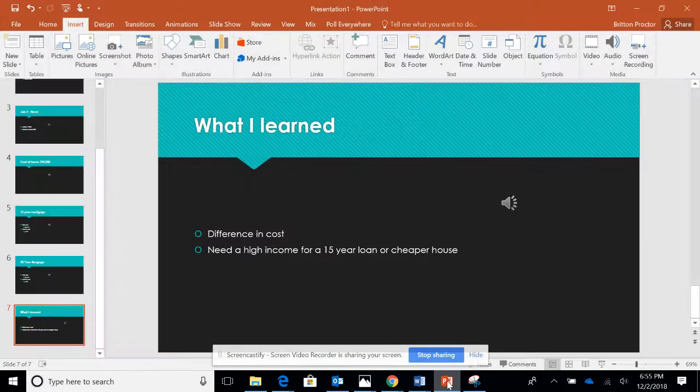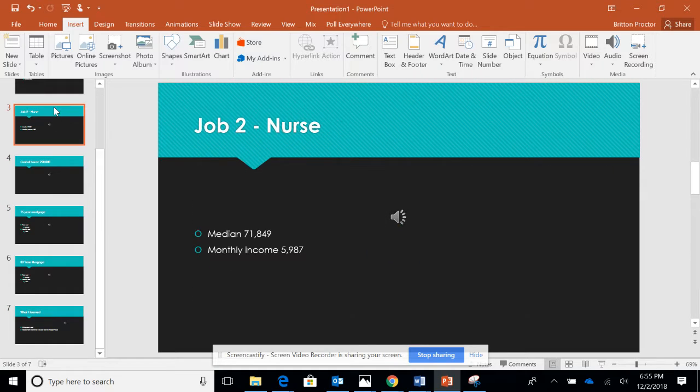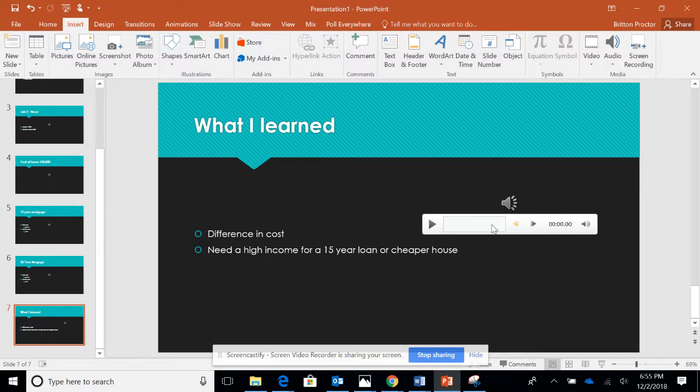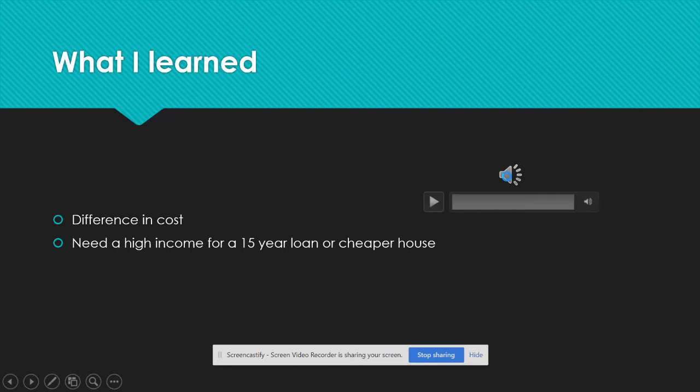And they could also choose a PowerPoint presentation to put all the information on, and then record their voice into the PowerPoint itself. As I was doing this project, I realized that there really is a huge difference between the 15-year mortgage and the 30-year mortgage. It's a substantial amount of money.